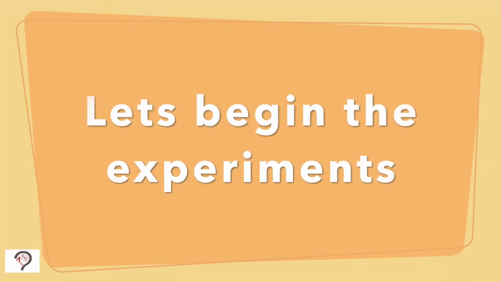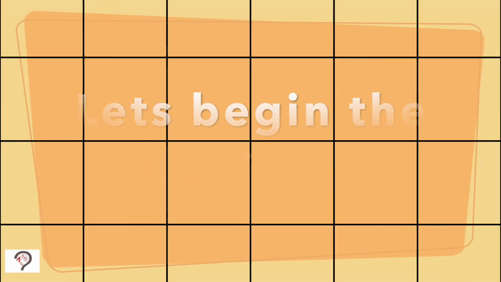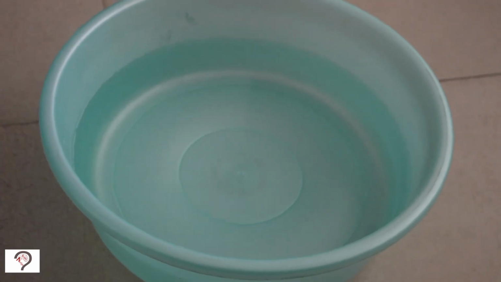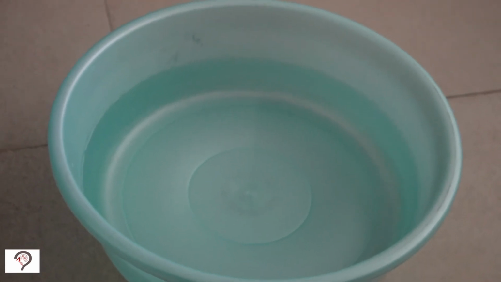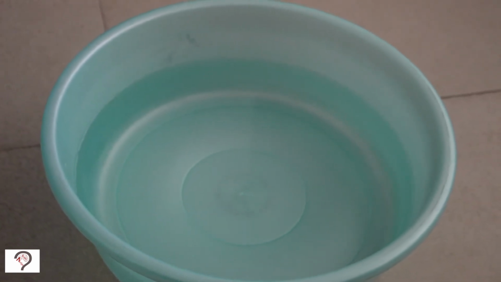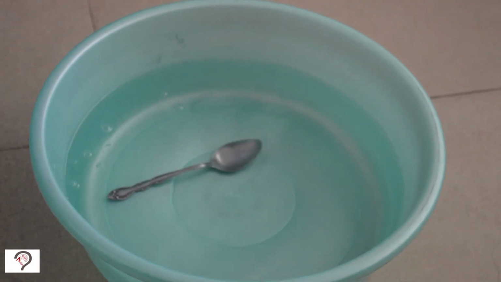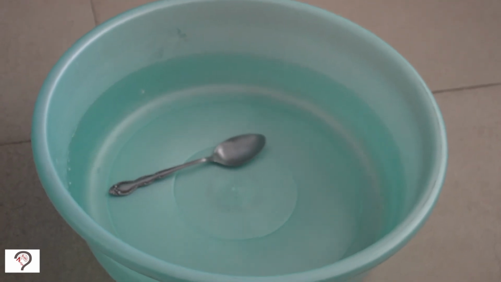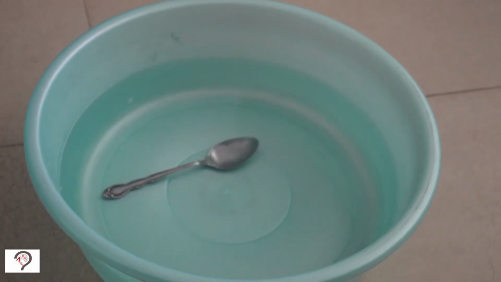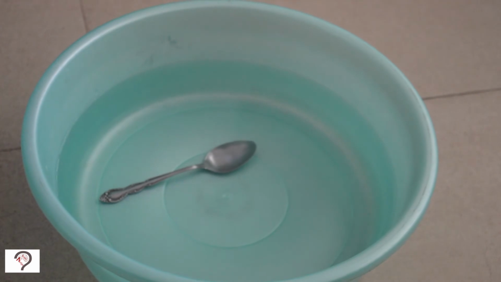Let's begin the experiments. I hope you have collected all the items that we need. Here we have a tub of water. Now let's put in some objects and see what happens. First, let's put in a metal spoon. The metal spoon sinks, showing that metal is more dense than water.